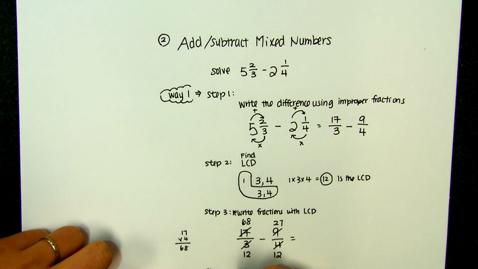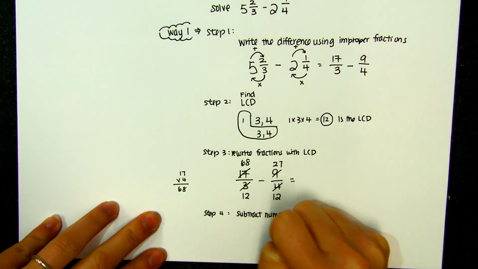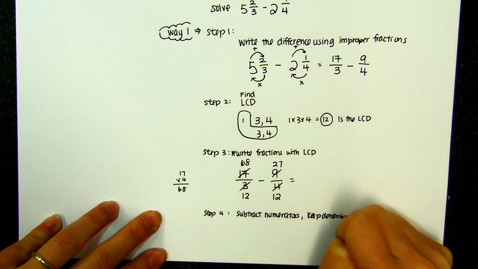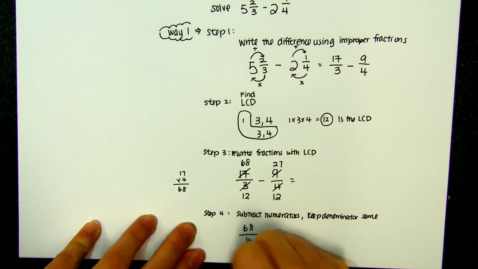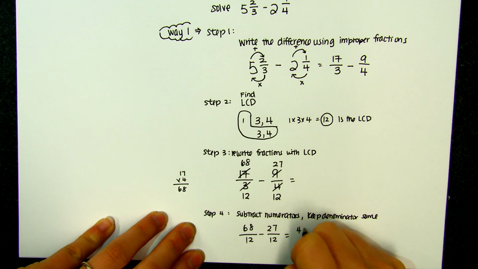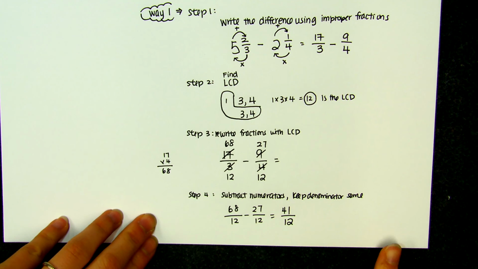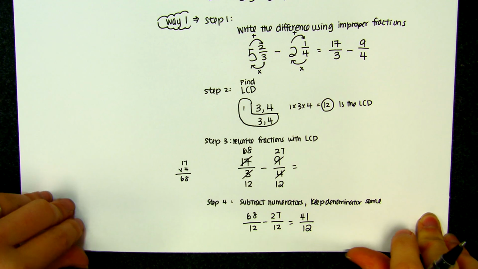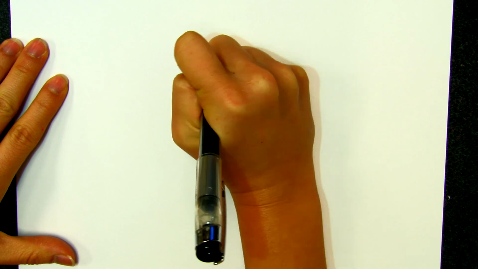Step 4: subtract numerators. Keep denominators the same. So 68 over 12 minus 27 over 12. 68 minus 27 is 41 over 12. I'm running out of space here, so let me flip to another page. So, step 5. There's a step 5. Simplify.